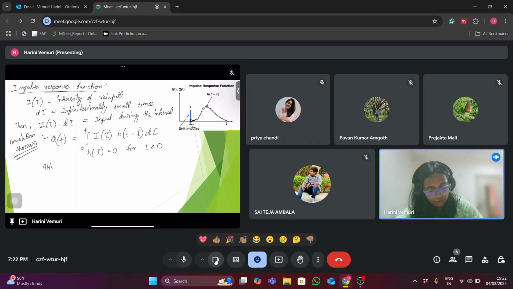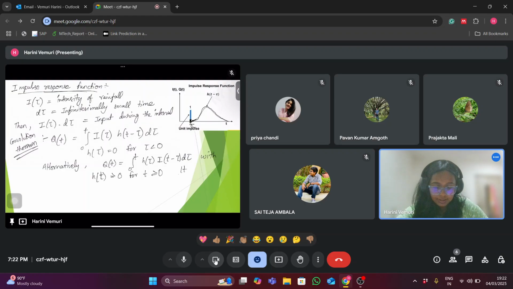An alternative form is q of t equal to the integral from 0 to t of h of tau I of (t minus tau) d tau, with h of tau greater than 0 for t greater than or equal to 0, and the limit as t tends to infinity of h of t is equal to 0.